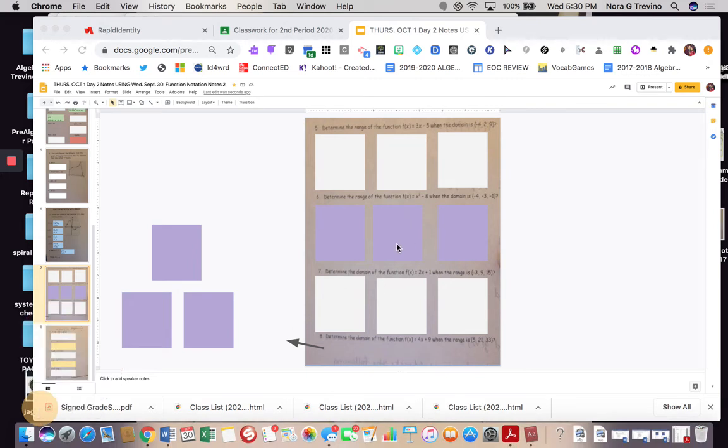All right, so here we go. I am going to do the colored text boxes. All right, determine the range. So in my mind, I'm already thinking, determine the outputs, determine the answers. For this function, when the domain is negative 4, negative 3, negative 1. So the reason why there's 3 boxes is because I'm being given 3 inputs. I'm going to input first the negative 4 and solve it. I'm going to input a negative 3 and solve it, and I'm going to input a negative 1 and solve it. So I should end up with 3 outputs, 3 answers.